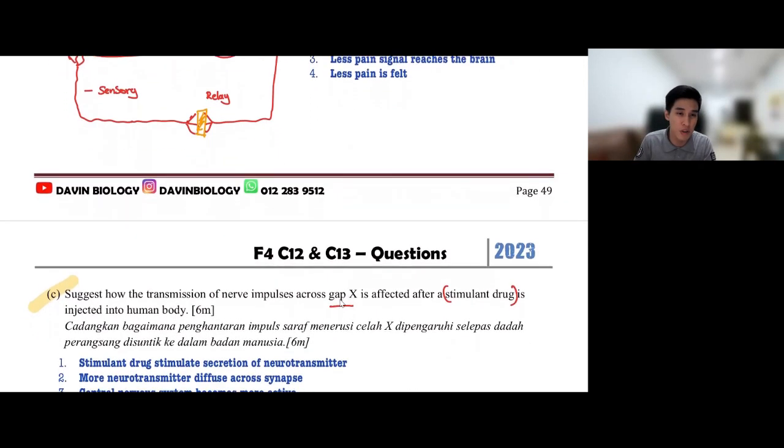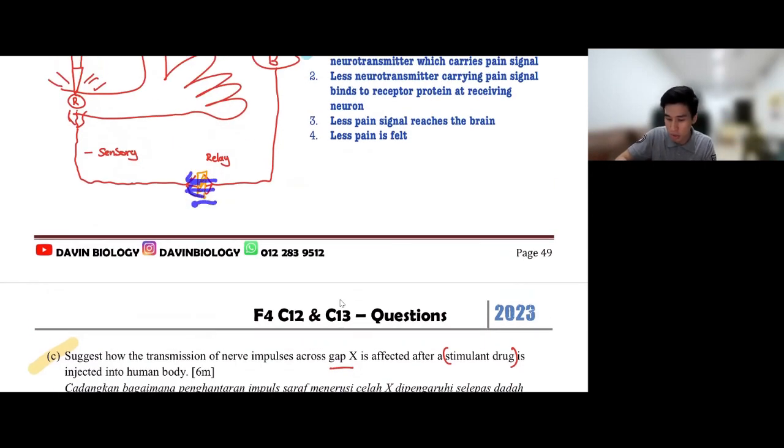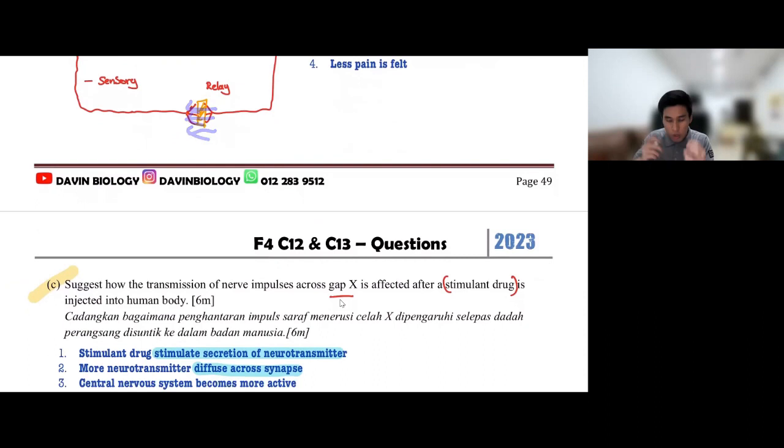Now I'll show you the first 3 points first. So a stimulant drug basically stimulates the secretion of neurotransmitter, mainly dopamine. That's why if there's more neurotransmitter, more of it will move across the synapse, means more of it will go across to the next neuron. Meaning, your central nervous system will be more active because you have more signal transmitting around your brain, your spinal cord. Central nervous system is your brain, so if you have more neurotransmitter, basically your brain is more active, more awake. Meaning, more signal from the brain will be transmitted to your body.